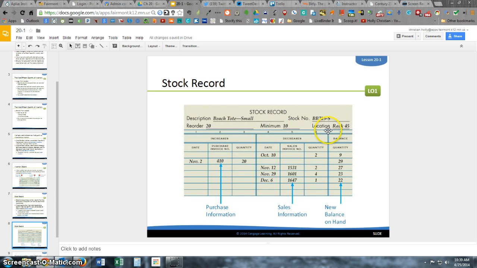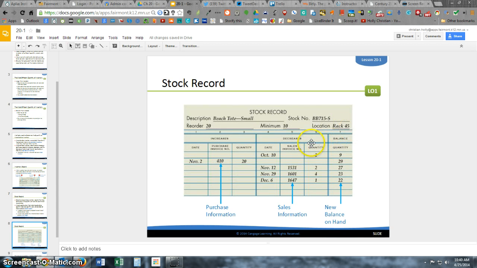Okay. Location, rack 45, could mean a couple different things. It most likely means where they are at in the warehouse, because there's someone in an office that's holding this piece of paper, this stock record. That rack number says where they are at out in the warehouse. Depending though on what type of business it is, your warehouse could also be your store, and that could tell you where a customer could go and buy it as well.